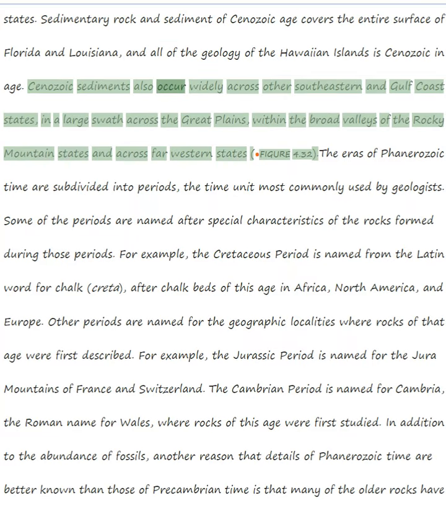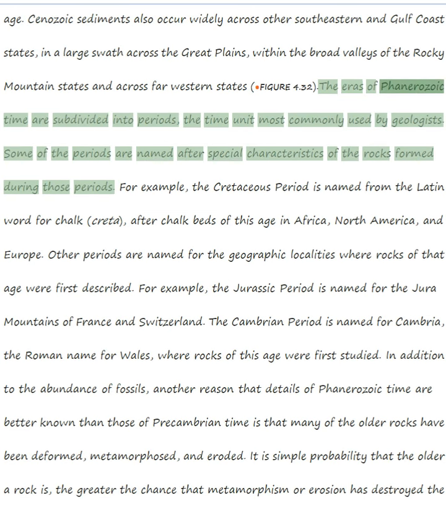Cenozoic sediments also occur widely across other southeastern and Gulf Coast states, in a large swath across the Great Plains, within the broad valleys of the Rocky Mountain states and across far western states. The eras of Phanerozoic time are subdivided into periods, the time unit most commonly used by geologists.